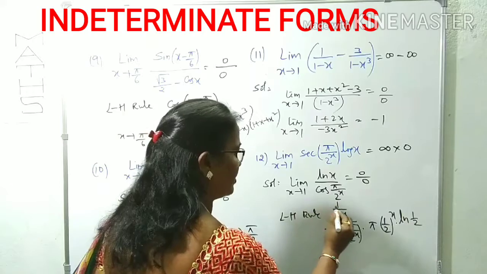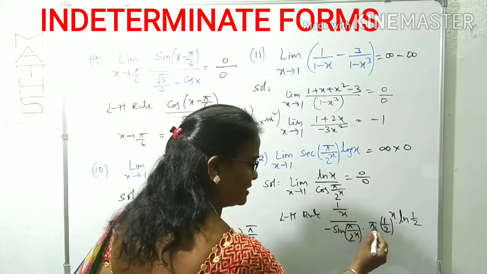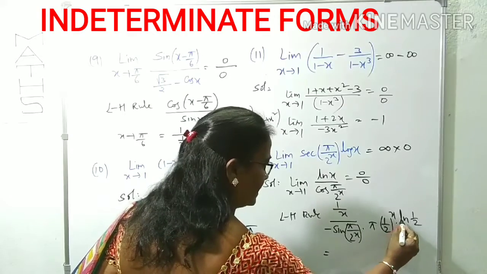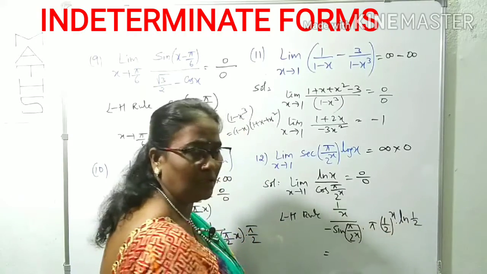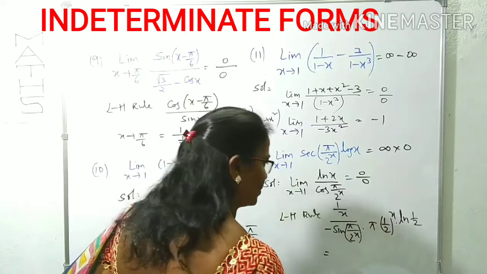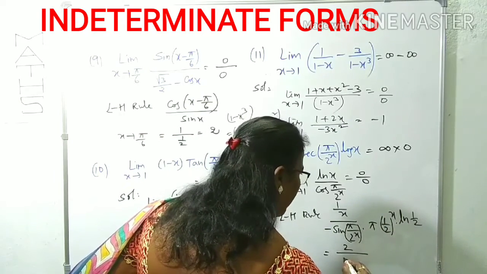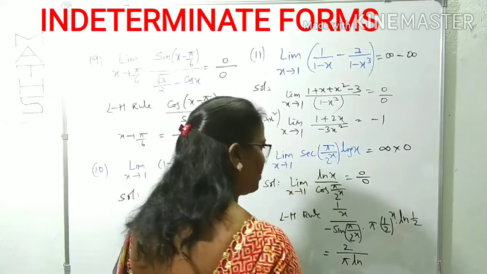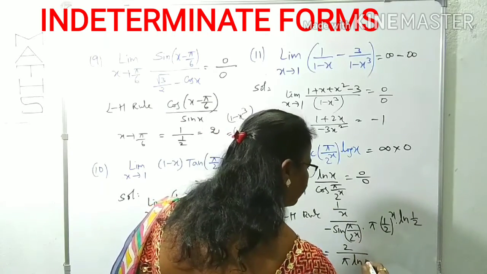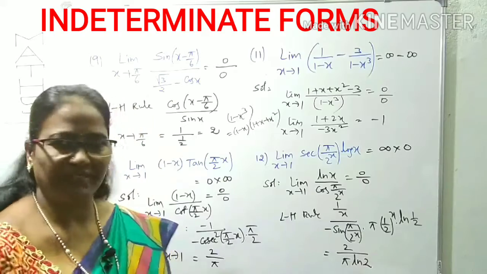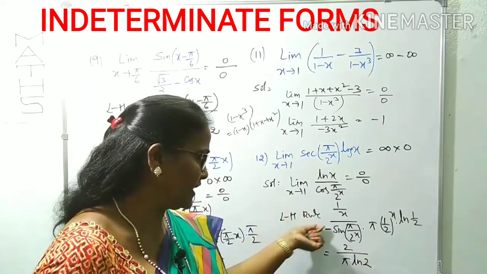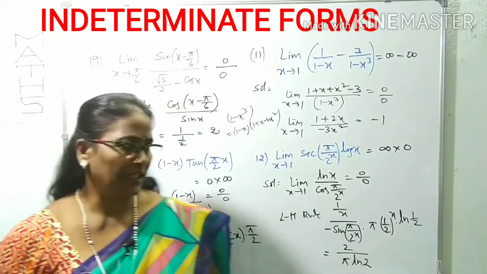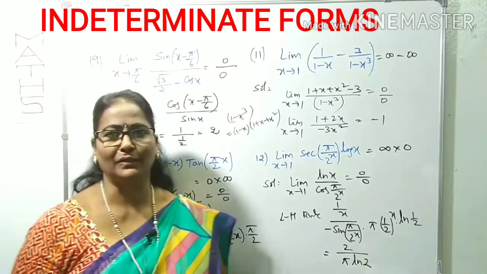Now x tends to what? 1. 1 by 1 is 1. Sin 90 is 1. Here minus pi by 2, whole power 1 is pi by 2. Clearly log 1 by 2 we can write as log 2 power minus 1, which is minus log 2. It is 2 by pi log 2 we can get. 2 by pi log 2. Right. We can make the simplification. If you are having any confusion here, you can do your simplification from your side also. What may be the result is 2 by pi log 2.